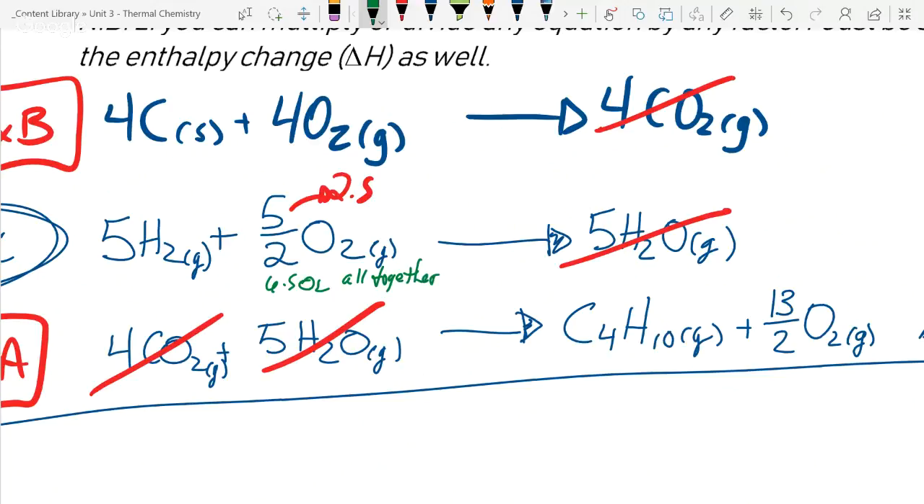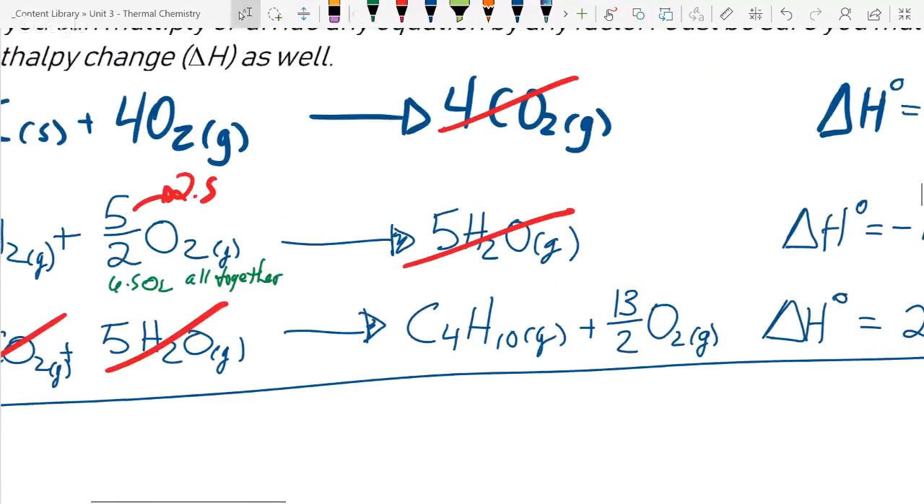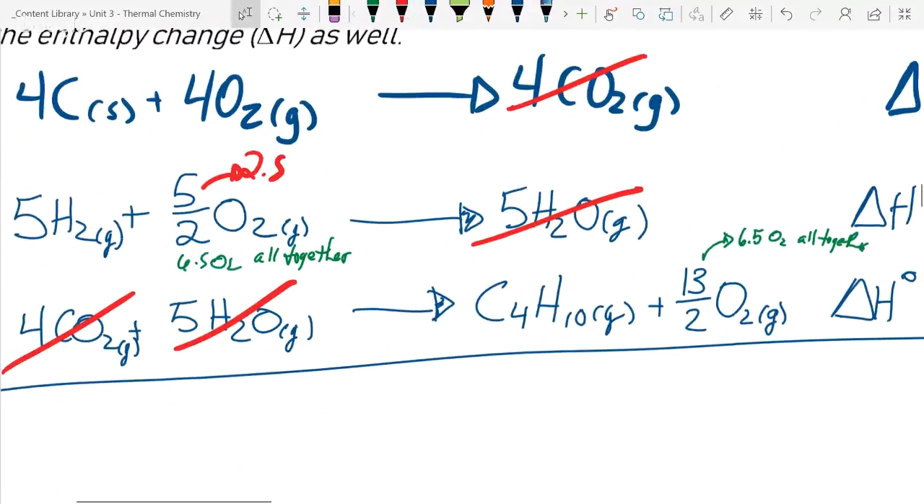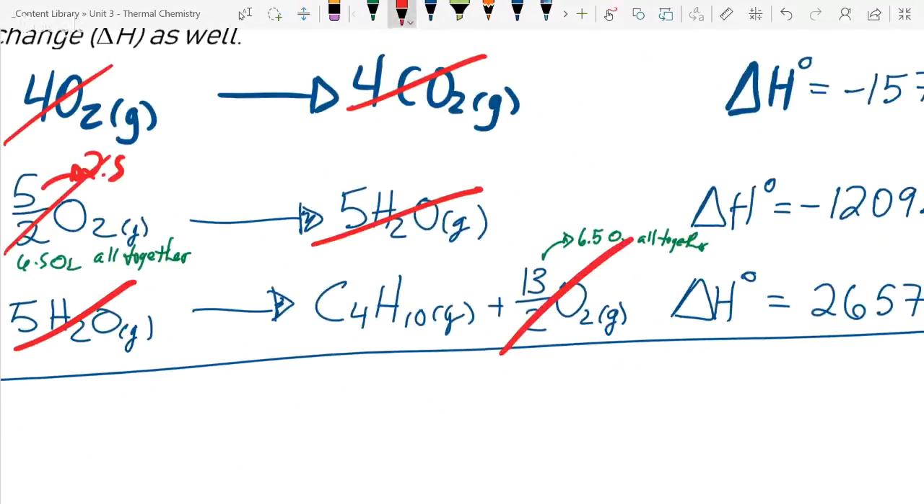Does that make sense? Over here, if I divide 13 by 2, what is that number? 6.5 O2s altogether. You do not need to show me this step. I'm just showing that 4 and 5 over 2 does in fact equal 13 over 2. It is helpful if you're strong with your fractions, but we don't need to be. We can get through it. Long story short, 5 over 2 O2 and 4 O2 altogether is 6.5. 13 over 2 is 6.5. Those cancel. Does that make sense? Tell me if it doesn't.